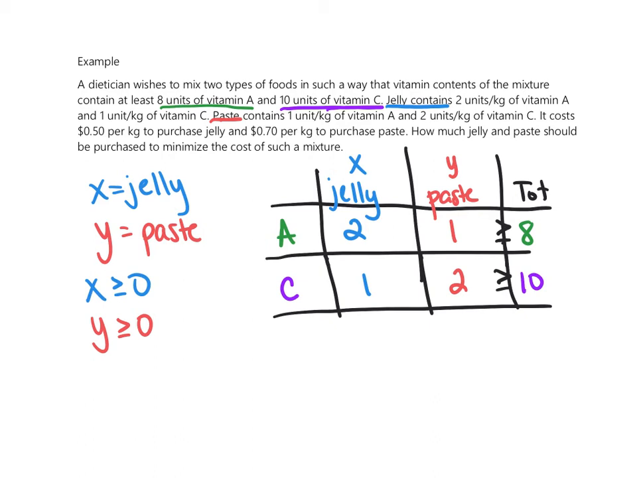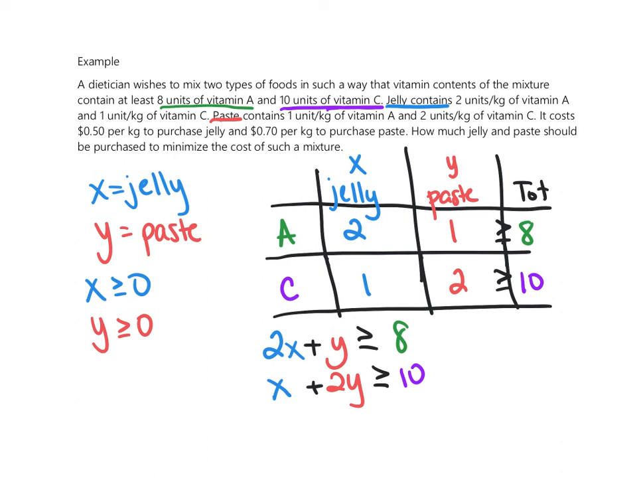And I know my equations that I'm going to get, the constraints are 2x plus y has to be greater than or equal to 8. That is the vitamin A constraint. And then x plus 2y has to be greater than or equal to 10. That is the vitamin C constraint.